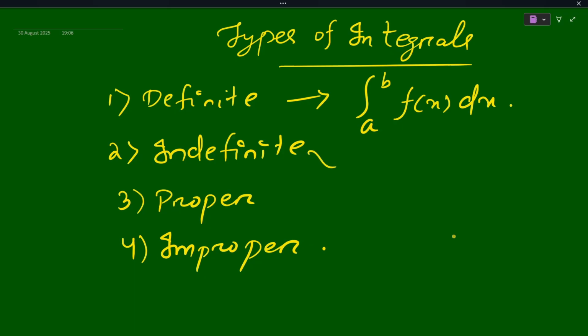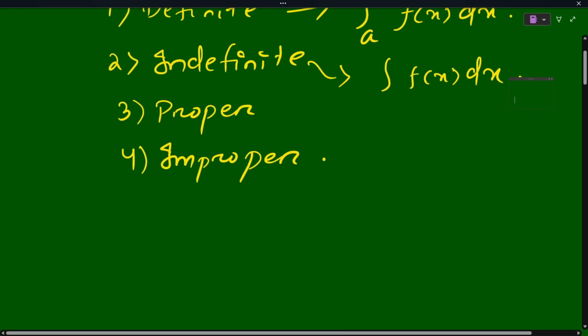And in the indefinite part there will be no limits of integration. It will be simply the integration of f of x dx. In the intermediate level, you all know about this: what is a definite and indefinite integral? Now we will see the proper and improper integral.